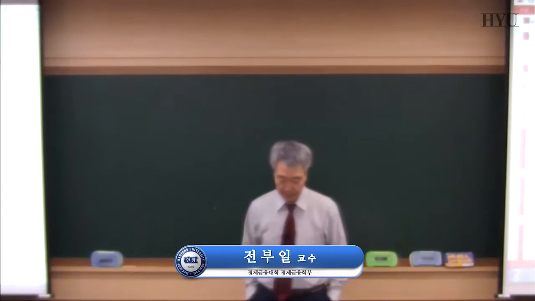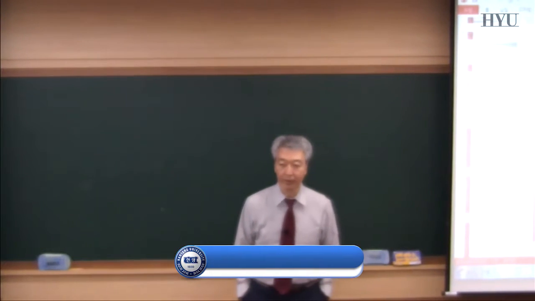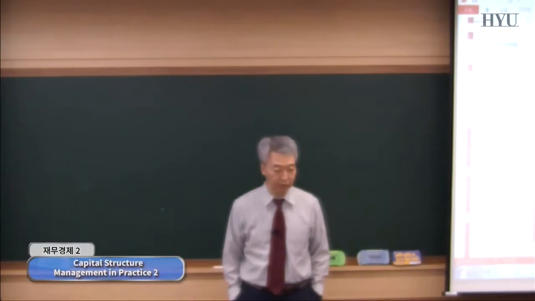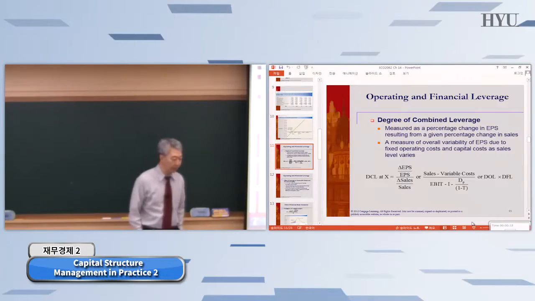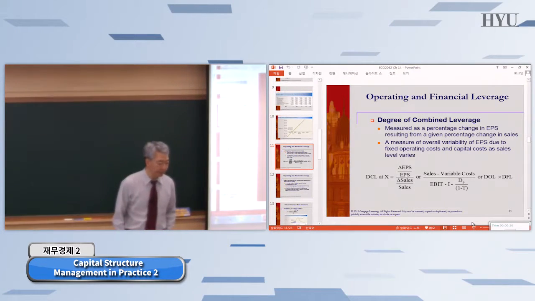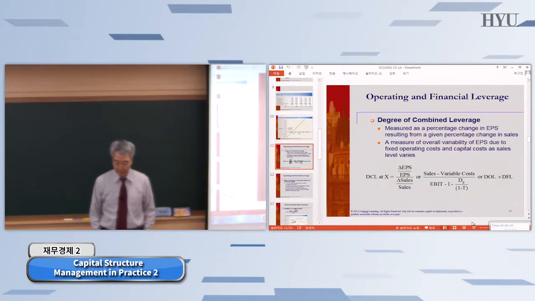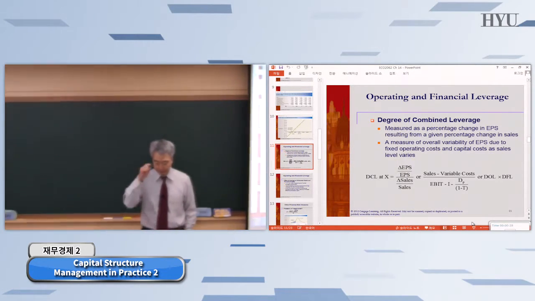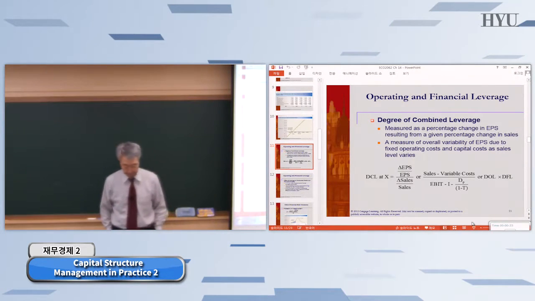We're talking about the last few concepts related to capital structure. In the last class we talked about the degree of operating leverage and degree of financial leverage. Let's continue that discussion today. So degree of combined leverage measures the effect of change in sales on EPS.